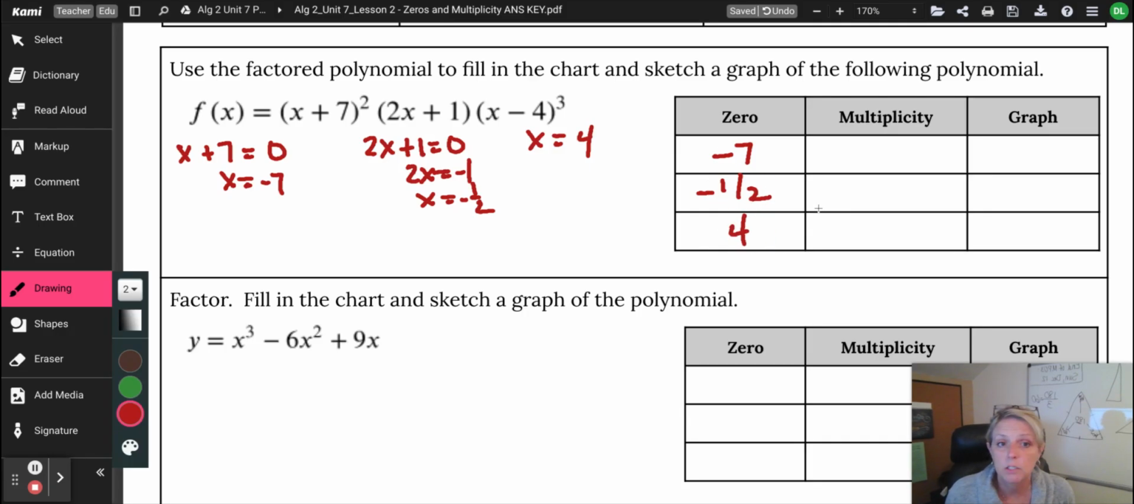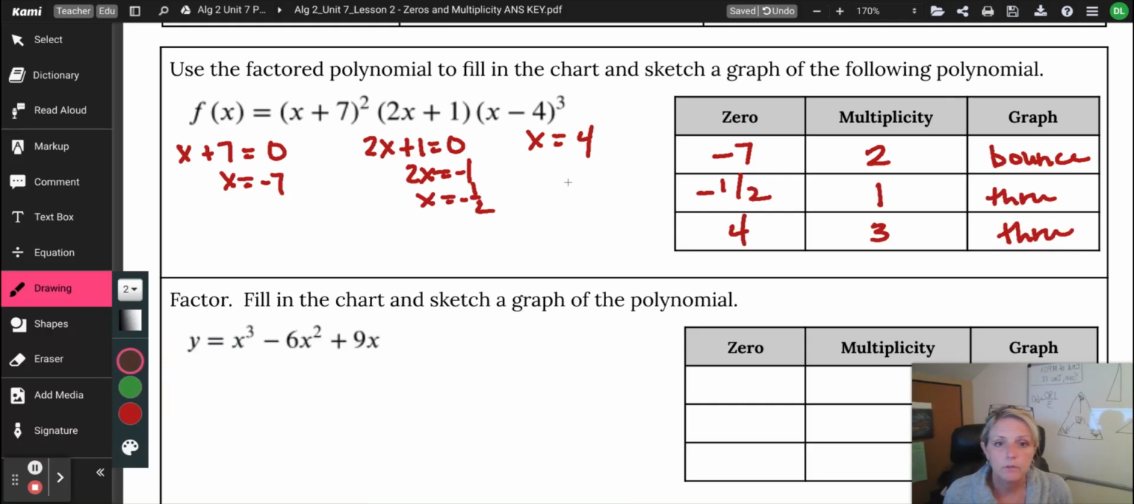Multiplicity is looking at the exponent. Okay, so this factor x plus 7 is squared, so it has a multiplicity of 2. The 2x plus 1 factor has a multiplicity of 1, and the x minus 4 factor has a multiplicity of 3. Now remember, for the graph, we're just looking at if it's odd or even. If it's even, it's going to bounce at that location. And if it's odd, it's going to go through.